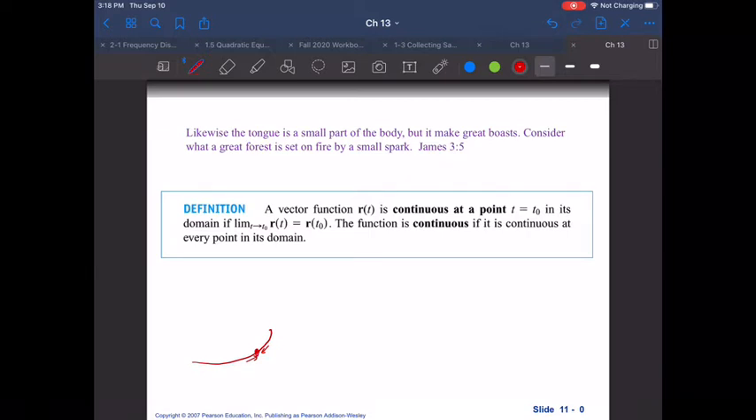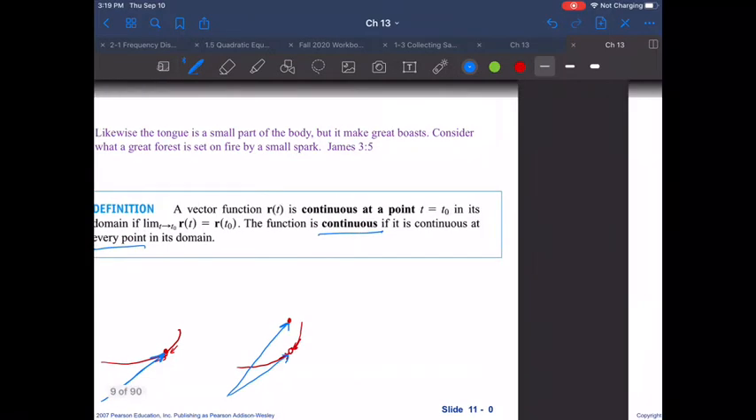It's not like something like this where you come along and then there's a break there, and maybe there's another value up here for that exact moment, in which case the limit, coming from the origin, would be this vector, but the actual value at that point would be this vector. It would be broken, and it's not continuous. Whereas here, the limit is that value, and the actual value at that point is that value. Okay? And then the function is just plain old continuous if it's continuous at every point in its domain. All right.